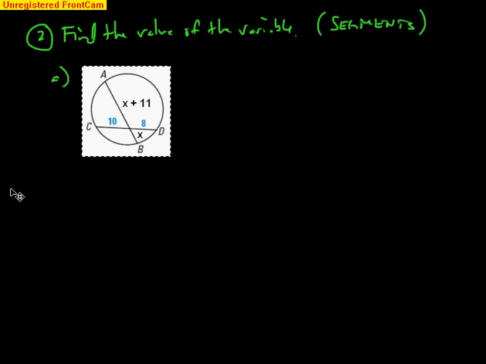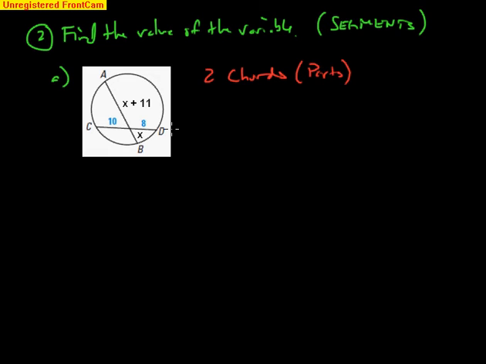Okay, here's our next problem. Next set of problems. Find the value of the variable, and these are segment length problems this time. Okay, so here's my picture. And in this picture, we need to first identify the situation. This is the two chords situation. Two chords. So remember, chords is all about parts, right?